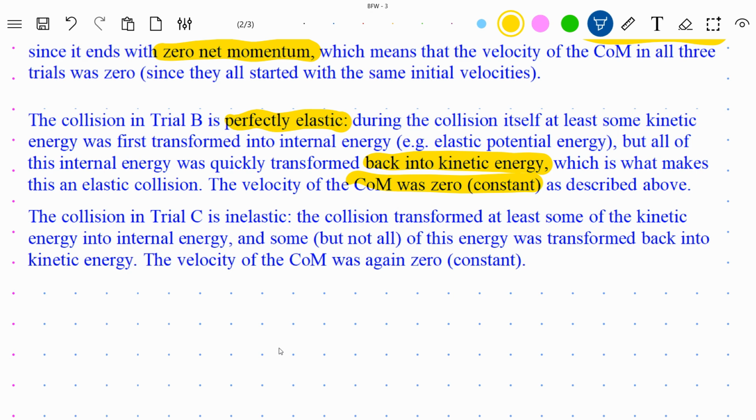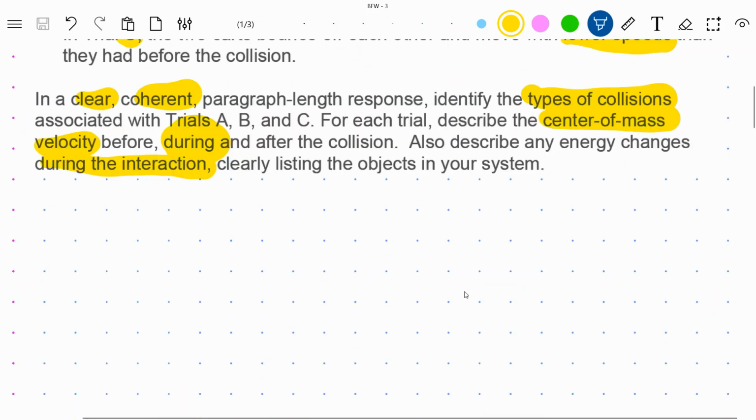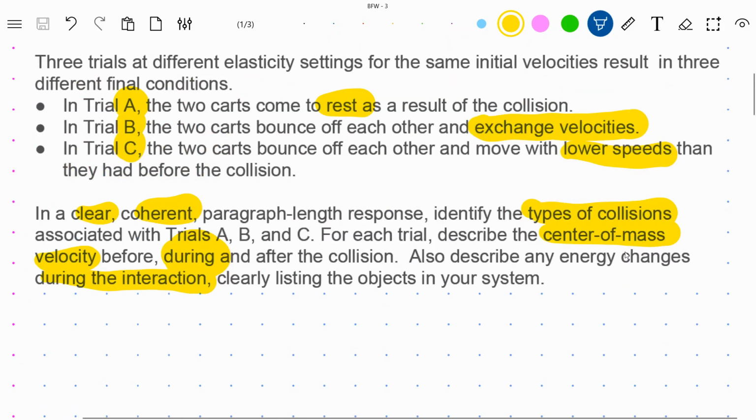The collision in trial C is inelastic. Specifically, what I mean by that is the collision transformed at least some of the kinetic energy into internal energy, and some but not all of that energy was transformed back into kinetic energy. The velocity of the center of mass was again zero and constant, as I've already discussed. So that should do it. I think that I've done everything they've asked me to do within the question itself, touching upon the types of collisions and the center of mass velocity before, during, and after.